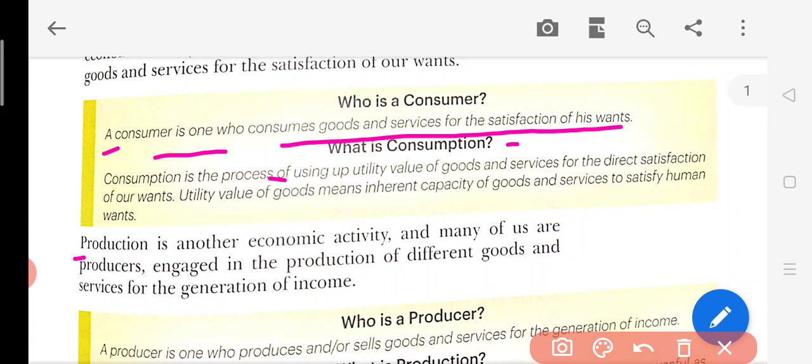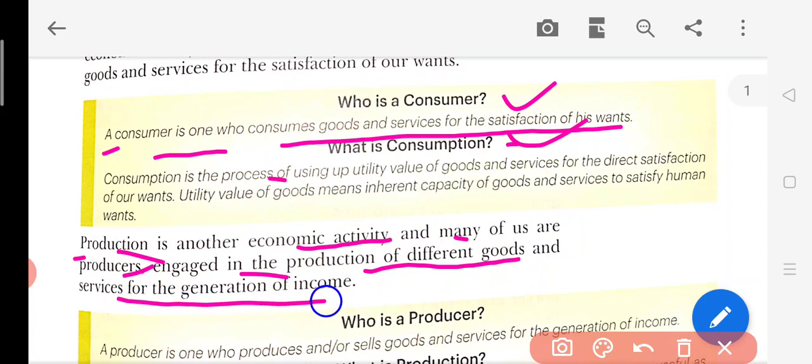Now production is another economic activity. The first topic we have learned in economics is consumption, and consumption is done by the consumer. Production is another economic activity. On the other side, you cannot buy all these goods and services without production. If somebody is producing, that is why it is possible for you to buy some goods or services. So production is another important economic activity, and many of us are producers engaged in the production of different goods and services for the generation of income.